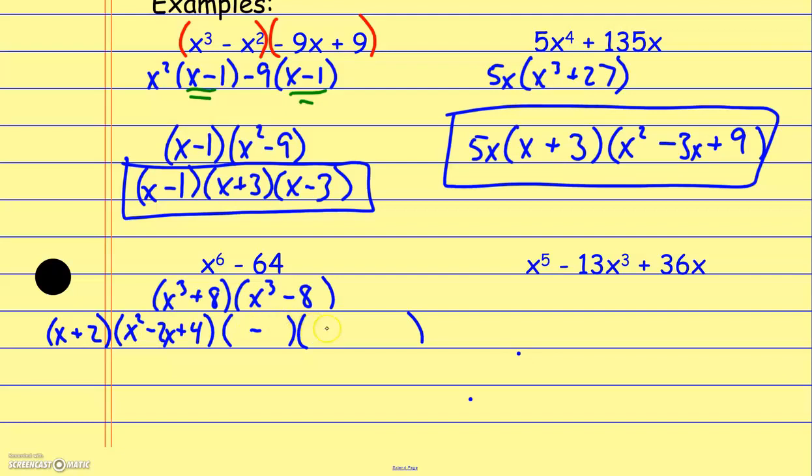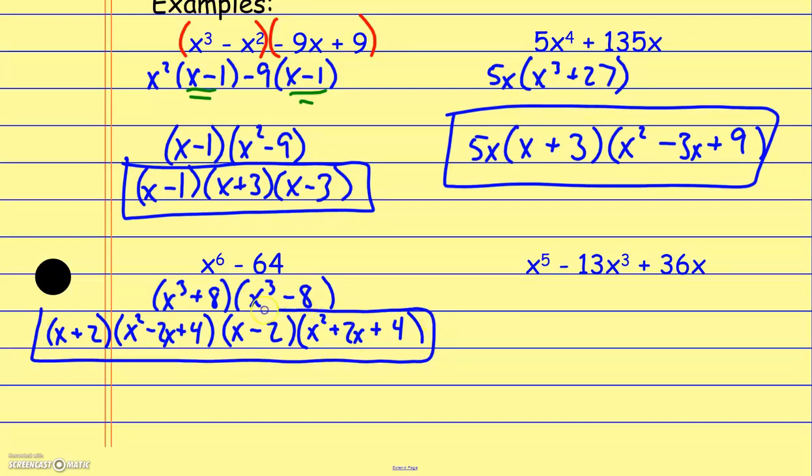For this one, same opposite, always a plus. When I take the cube root, it gives me an x and a 2. When I square that x, it gives me an x squared. When I square the 2, it gives me a 4. When I multiply the 2, it gives me a 2x. And so now this thing is factored completely. I can't factor those trinomials any further. So that's it for this one. Okay, so we've got to keep looking for things that we can factor until it's factored completely.